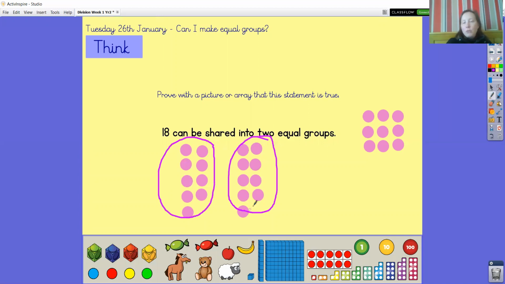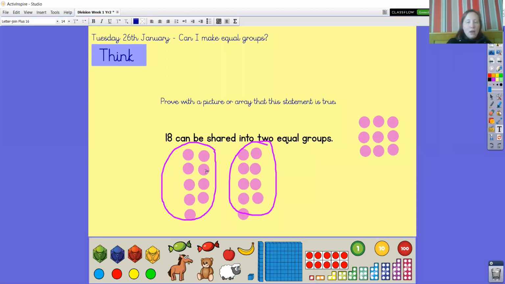I've just drawn a picture because remember an array always needs to have the same number going across and down. But we can say yes, because I have got equal groups. I've got 2 groups, both with 9 in. So I can say this is true because both groups have 9 in.